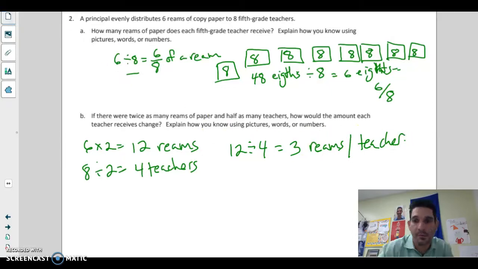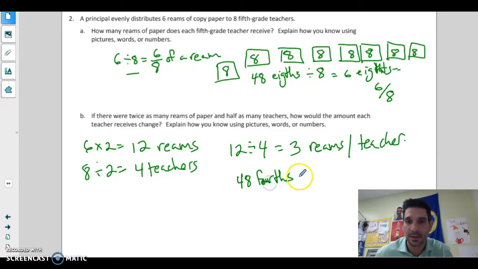So 3 reams per teacher. You could also say if I did this, I would have 48 fourths divided by 4 is 12 fourths, which is equal to 12 over 4, which is equal to 3.